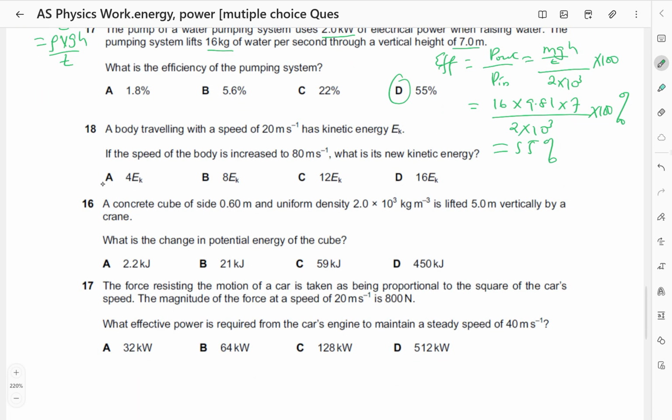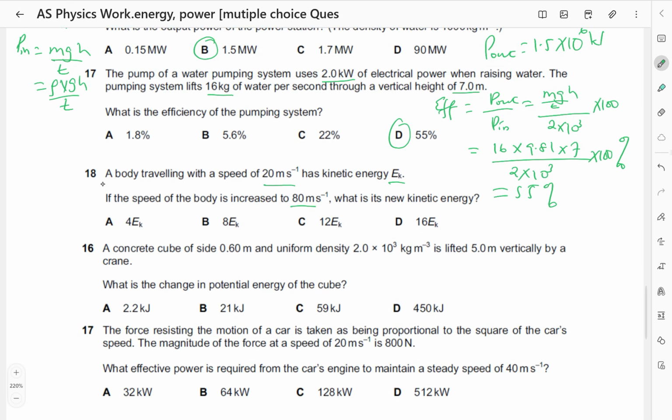A body traveling with a speed of 20 meters per second has kinetic energy EK. If the speed of the body is increased to 80 meters per second, what is its new kinetic energy? I think this is direct. So kinetic energy is a half mv squared. So for the first one, we shall say EK is equal to a half times m times 20 squared. For the second one, I'll call it E2, is equal to a half times the mass, it is the same body, times the speed, which is 80 squared.